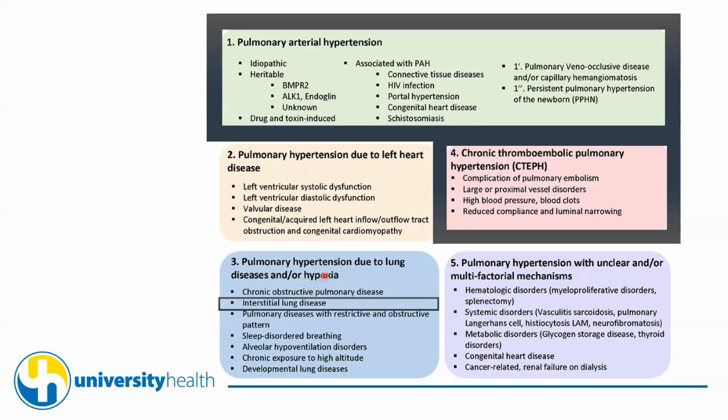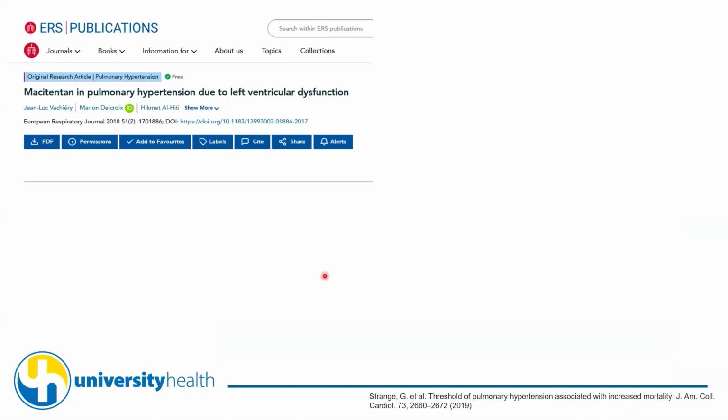And there have been many clinical trials, many studies studying different pulmonary vasodilators for left heart disease, and they all kind of show the same thing. This is a study where macitentan was studied in pulmonary hypertension due to left ventricular dysfunction, and this study was stopped prematurely due to increased mortality.